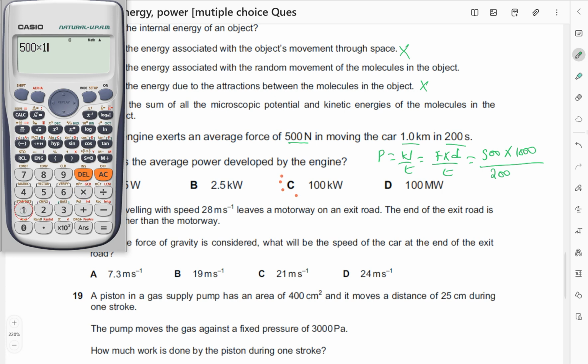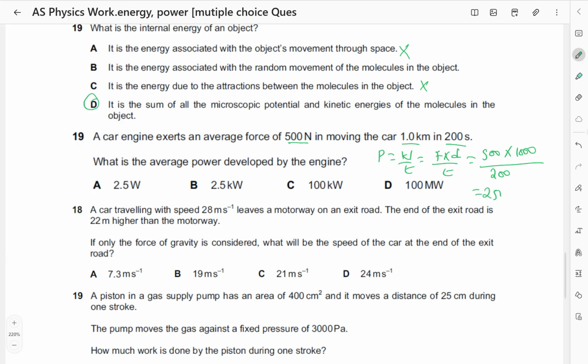500 times 1000 divided by 200. So this is going to be 2500 watts, which is 2.5 kilowatts.